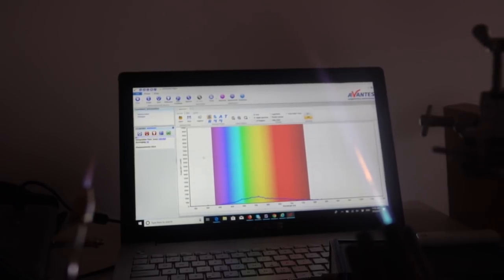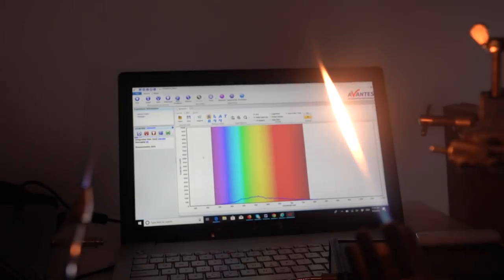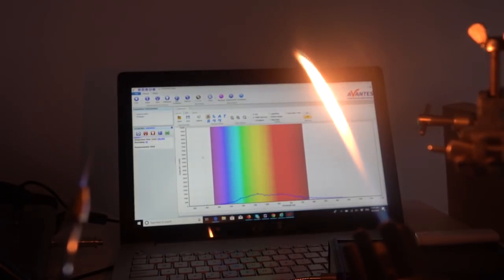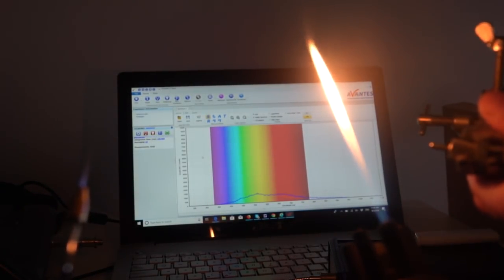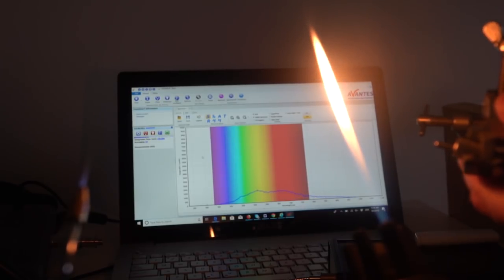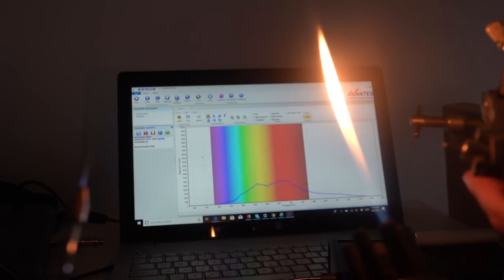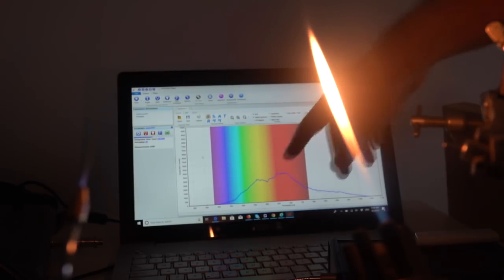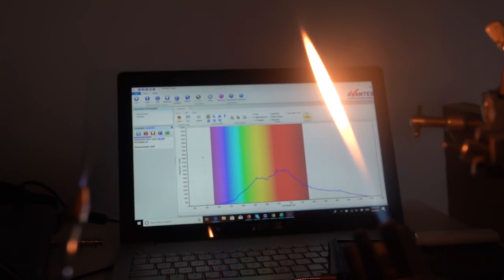So the first thing I'm going to do is just go to a mostly sooty flame, and we should, a little delicacy here, raise the max out on the sooty flame. Get something that looks incredibly like a black body curve for the sooty part of the flame.